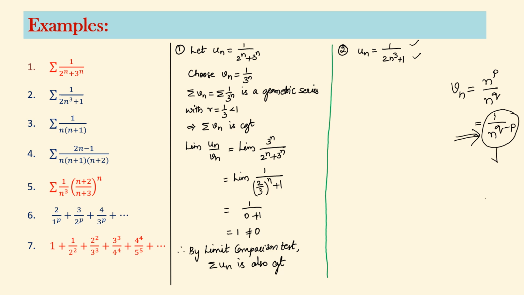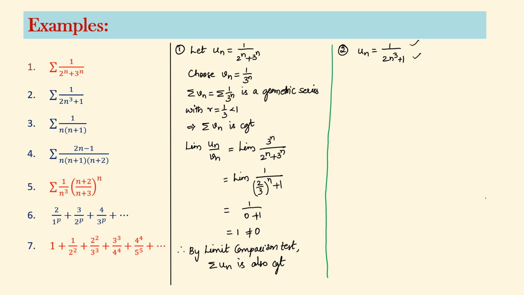And we can say whether this is convergent or divergent by the p series test. Suppose here k is there. If k is greater than 1, we say it is convergent. If k is less than or equal to 1, we say this is divergent. So by the p series test we can say its nature. So we'll choose Vn like this.